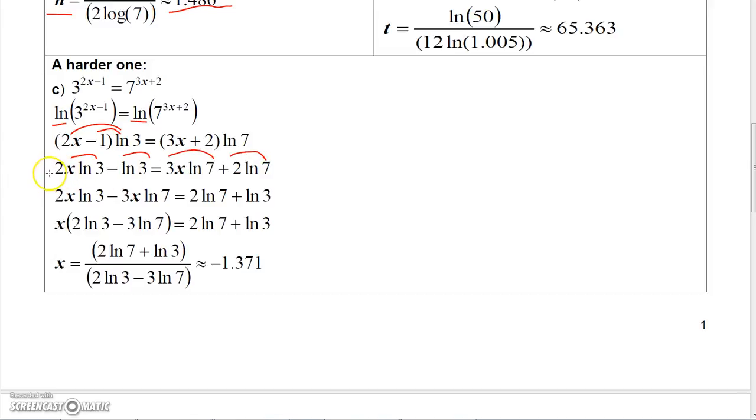Okay, now if you'll notice, this has an x in it, and this has an x in it. So I want those two terms on the same side of the equal sign. So let's move this term to the left, and so I have 2x natural log of 3 minus 3x natural log of 7. And I want the minus natural log of 3 on the other side since it doesn't have an x in it. So I'll add it to both sides, and on the right hand side I'll get 2 natural log of 7 plus natural log of 3.